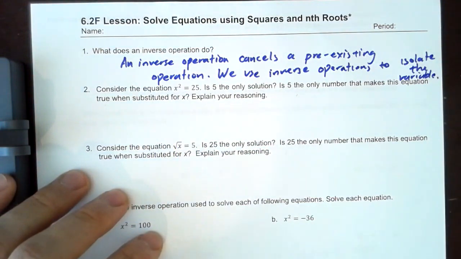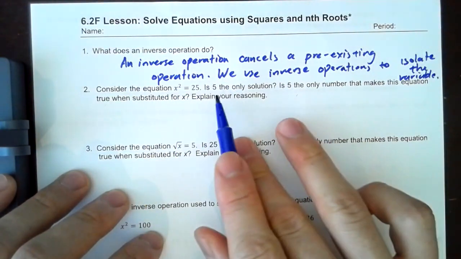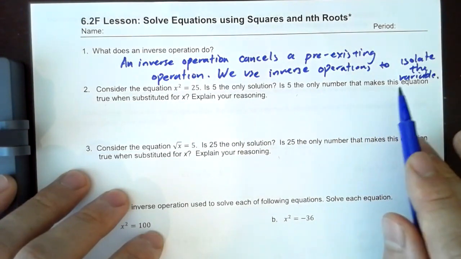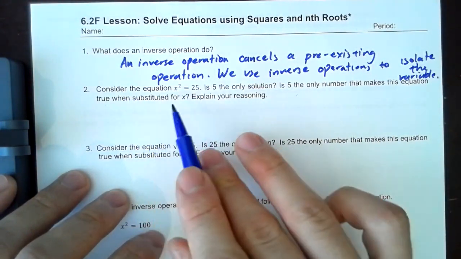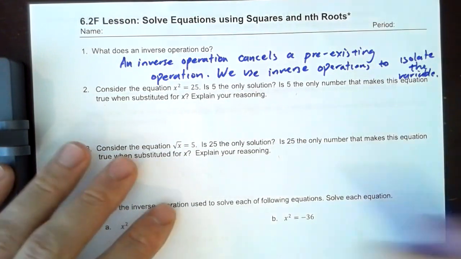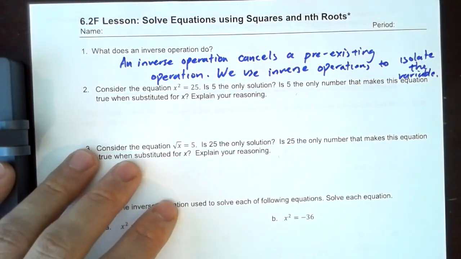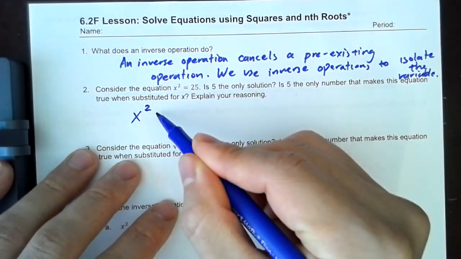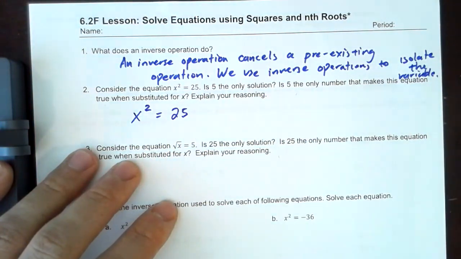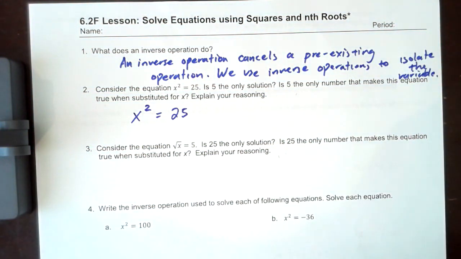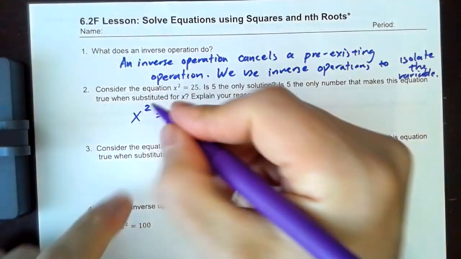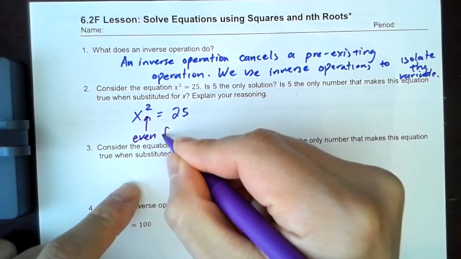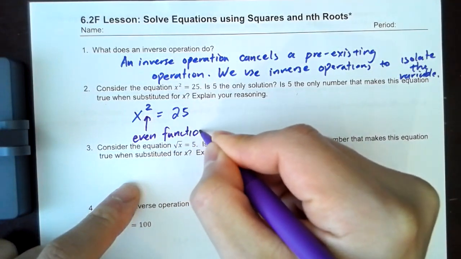Consider the equation x squared equals 25. Is 5 the only solution? Is 5 the only number that makes the equation true when substituted for x? So again, I've been saying this in previous lessons, I've been saying this in previous modules. It's really important that we understand that x squared is an even function.